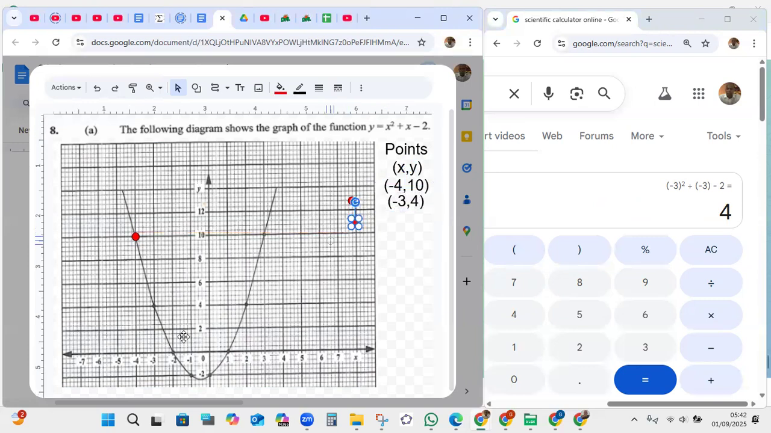Okay, so let's look for -3. There is -3 on the x-axis. The x coordinate is -3. And we are looking for 4, so we go up 2 and 4. So that's the second point. Here it is. We're going to repeat this for -2. Open bracket, -2, close bracket, square, plus, open bracket, -2, close bracket, subtract 2, equal, that's 0.